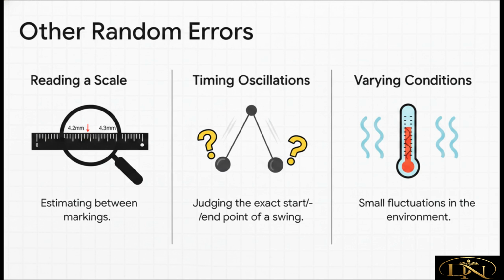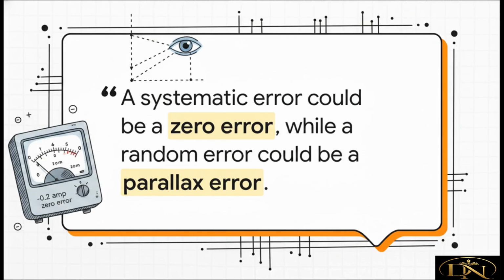That's tricky. Even tiny changes in the room, like a little draft or a temperature shift, can create small random fluctuations in your data. And you have to remember, these two types of errors can absolutely happen at the same time. It's not an either-or situation. For example, you could be using that ammeter we saw, the one with the systematic zero error, and you could be reading it from a slightly different angle each time, which introduces a random parallax error. Both can mess with the same measurement.